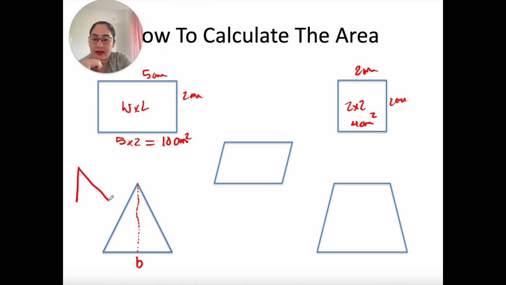So if you have a triangle that is like this, a right angle triangle, that is the perpendicular line from the base to the highest point of the triangle. So in this type of triangle, that would be our height.